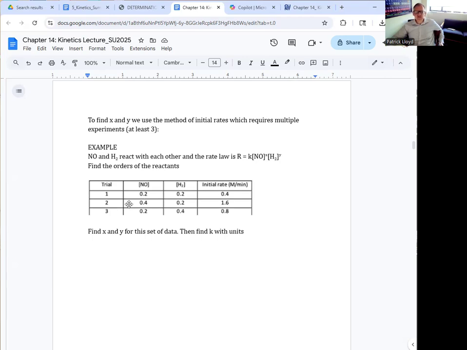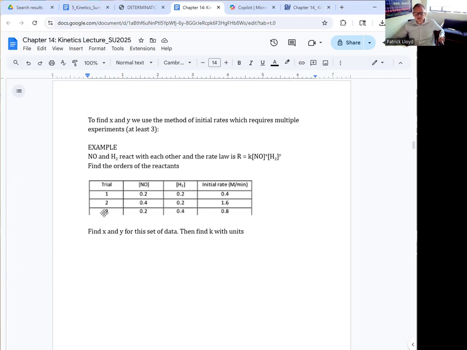In trial 2, the concentration of NO is now doubled, but the concentration of H2 has stayed the same. And look what happened to the initial rate. It increased. So what we would conclude from that is the reason the rate increased from trial 1 to 2 is because the concentration of NO changed, right? It went from 0.2 to 0.4. That caused the rate to go faster.